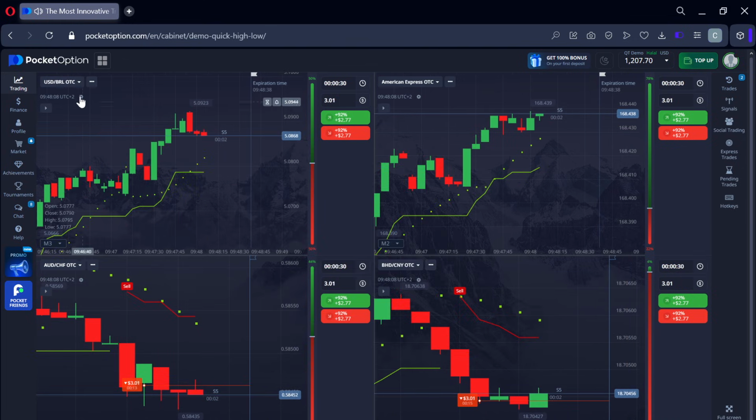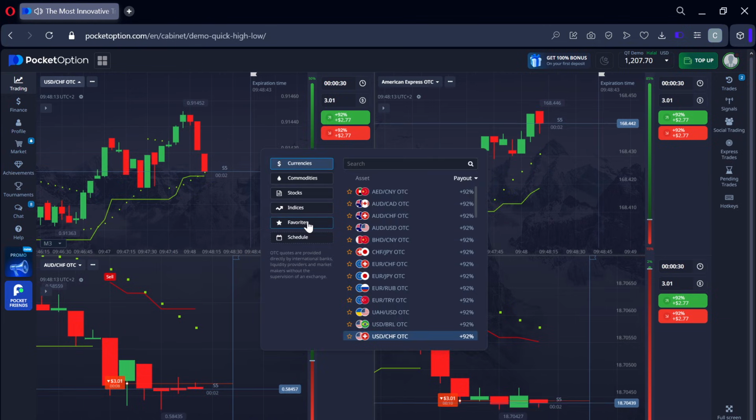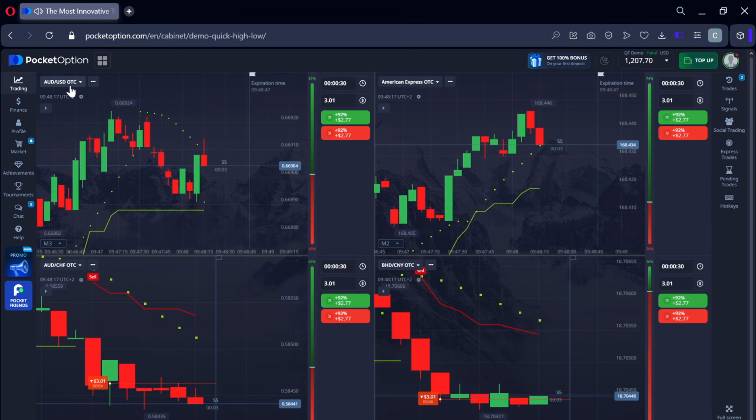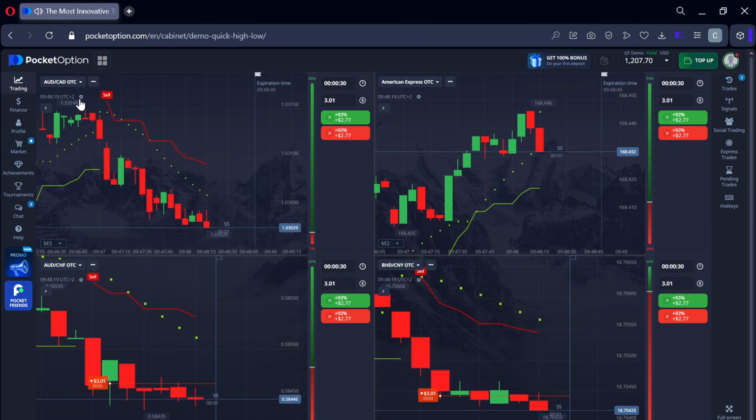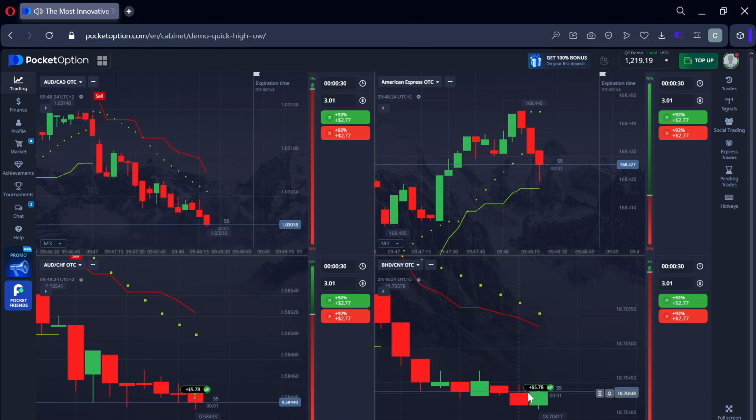Whilst that happens, here we go. No, it hadn't crossed already. Okay, let's see. We have a winning trade there and a winning trade here.